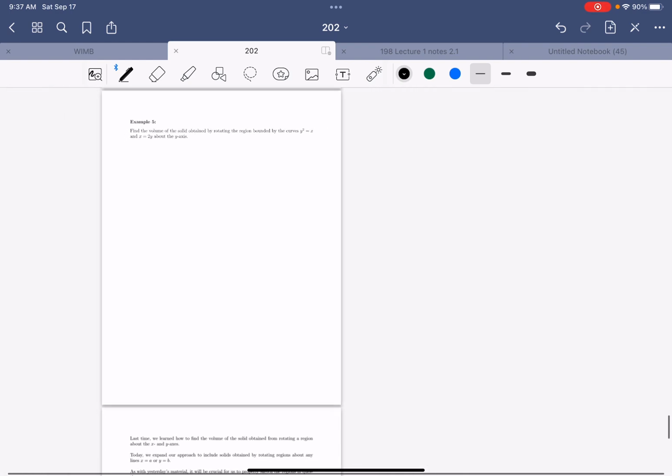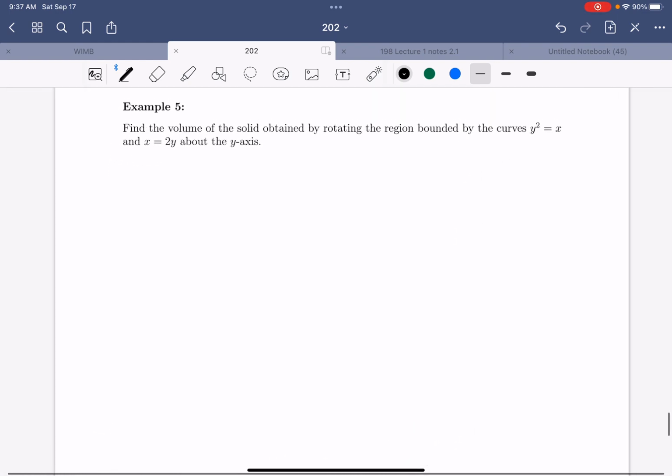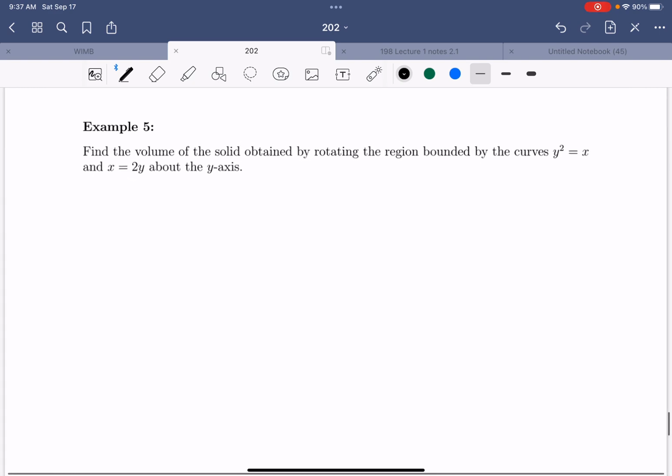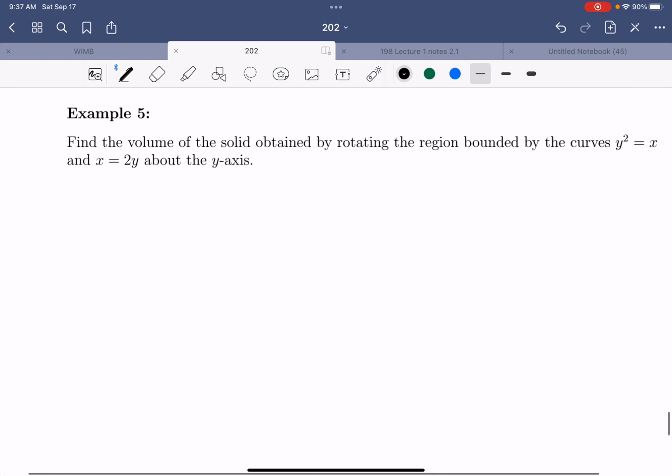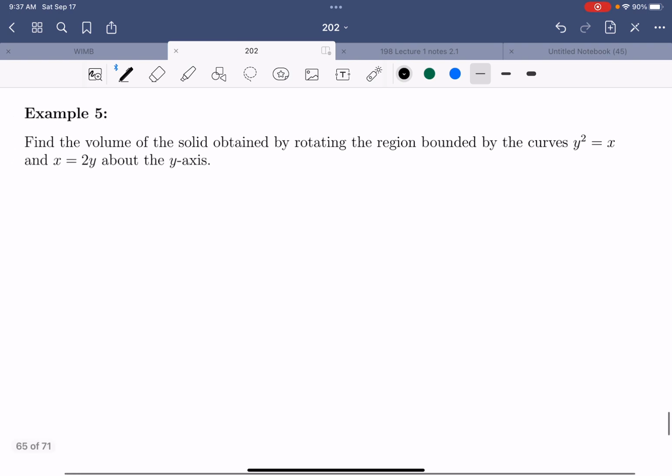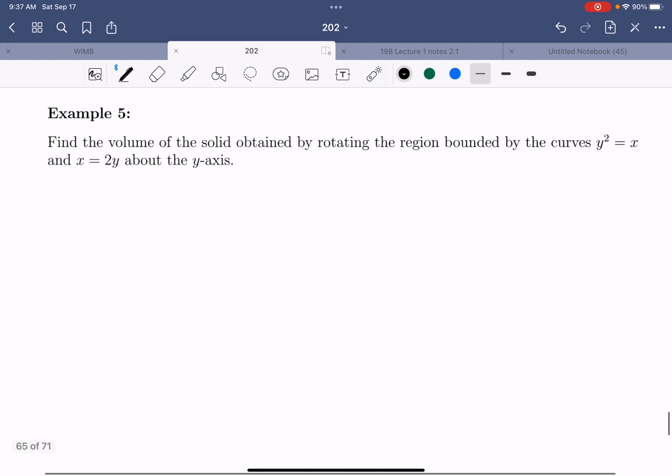All right, and then I think this is our last one for this video. We'll do this stuff around a non-axis line in another set of videos. So number 5, find the volume of the solid obtained by rotating the region bounded by these curves about the y-axis. Okay, so let's see.